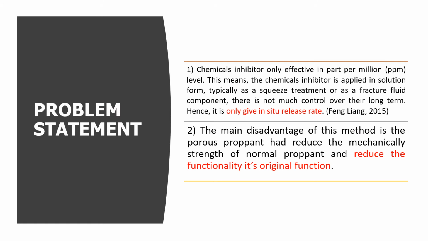But both of the pre-treatments currently being practiced have their own disadvantages. The chemical inhibitor in squeeze treatment is only effective in parts per million. Only 2.5 to 20% of the total scale inhibitor that has been injected can reach the bottom of the well, giving only an in situ release rate. For the impregnated porous proppant as scale inhibitor carrier, it has reduced the mechanical strength of normal proppant and reduced the functionality of its original proppant function.